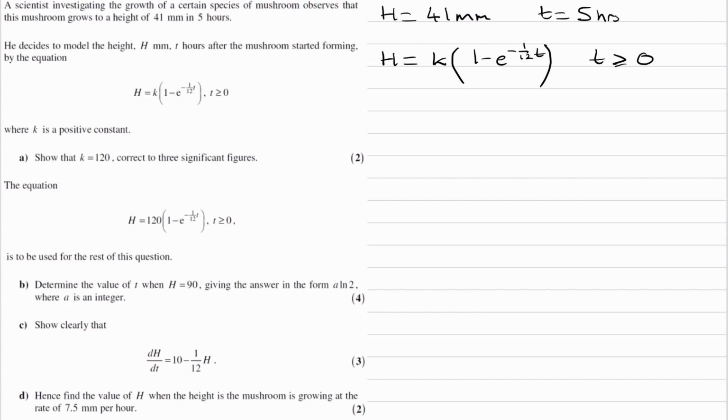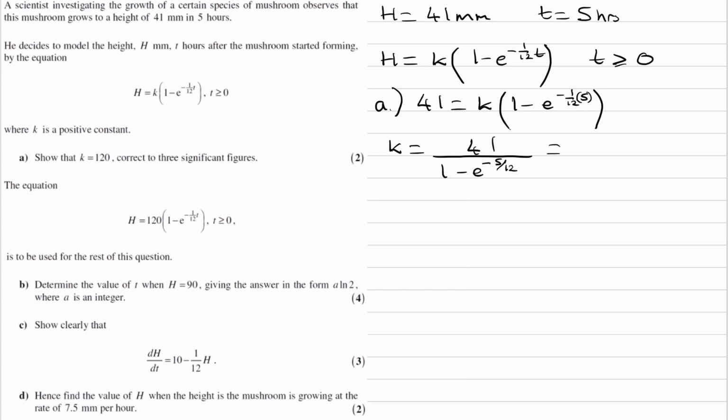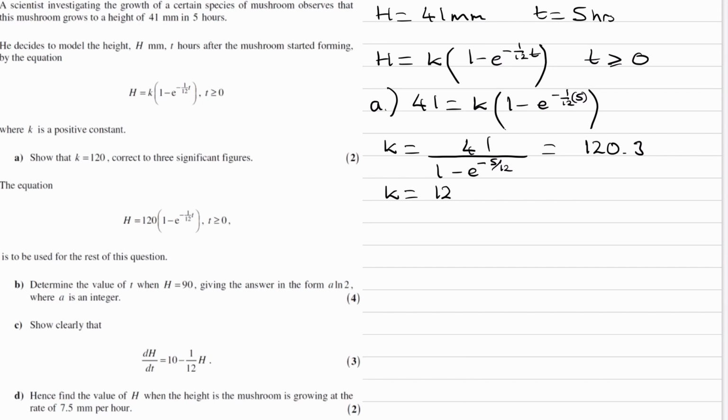So for part A, we're just putting all of this information that we have here into the equation. And so we get 41 is equal to k times 1 minus e to the power of minus 1/12 times t. And then we will be rearranging for k. So I'll just divide everything by what's inside that bracket. So 41 all over 1 minus e to the power of minus 5 over 12. And then when you type this into your calculator, you end up with 120.3, which to 3 SF is 120.